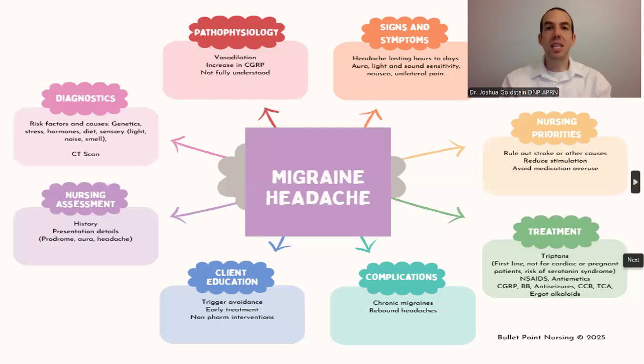Triptans are going to be contraindicated if the patient has cardiac issues. So if they have specifically uncontrolled hypertension, history of coronary artery disease, or any chronic heart failure, any major cardiac disease, this is going to be contraindicated. But the big one is going to be the uncontrolled hypertension.